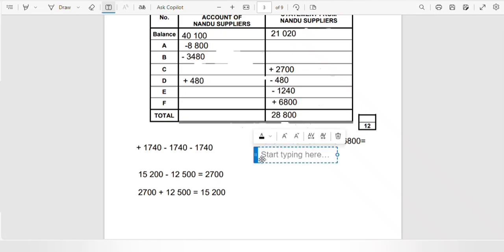For the ledger, we're going to say 40,100 minus 8,800 minus 3,480 plus 480, so you are going to add the 480. So we're going to say 40,100 minus 8,800 minus 3,480 plus 480, and it's going to be 28,300.